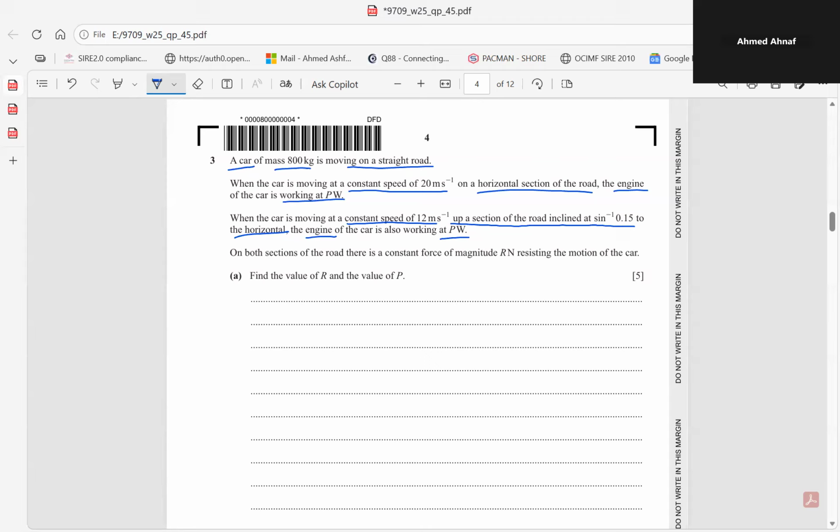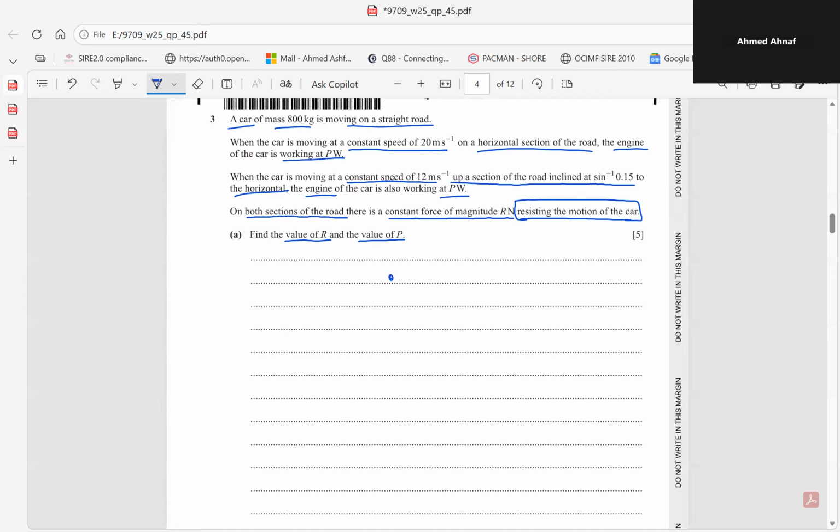Okay, so on both sections of the road, there is a constant force of magnitude R newtons resisting the motion of the car. So this is the resistive force of R newtons on both sections. For part A, we need to find the value of R and the value of P. So let's draw a diagram first. This is for the horizontal road.